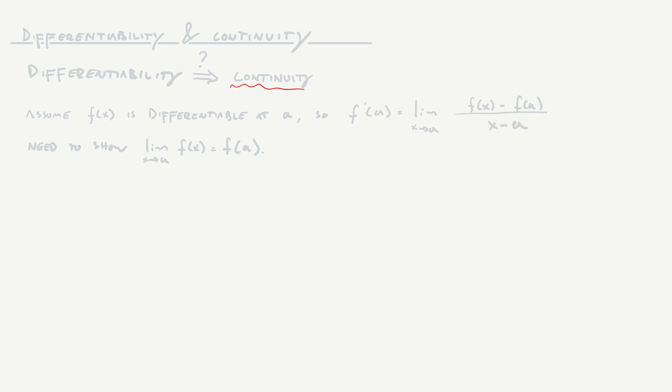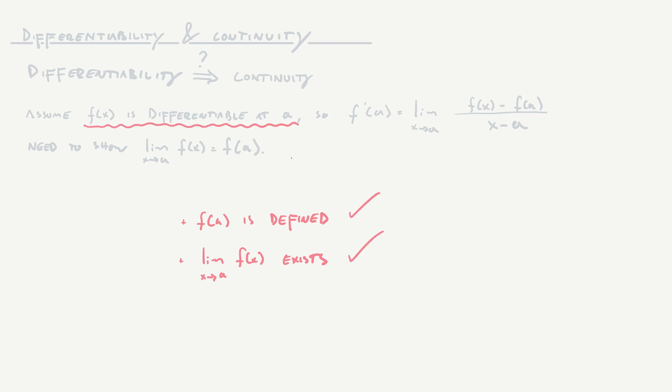Now, you might be wondering, hang on, Mark, I remember your video on continuity, and there were 3 things that had to be satisfied in order for something to be continuous. This was the last one. The first one was that f of a had to be defined, and the second one was that the limit as x approaches a of f of x even exists in the first place. And you know what? You're absolutely right. We do need to show those things. But we get them for free here, and that is because f of x is differentiable.